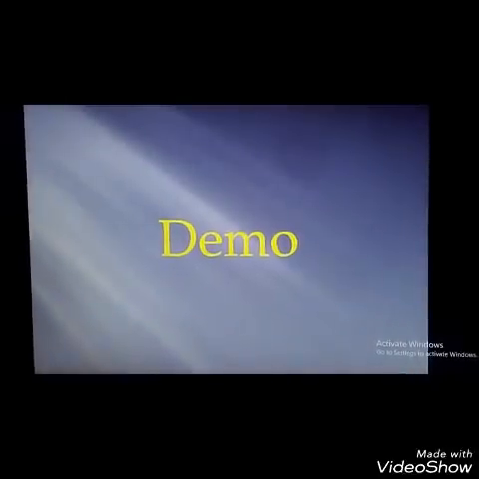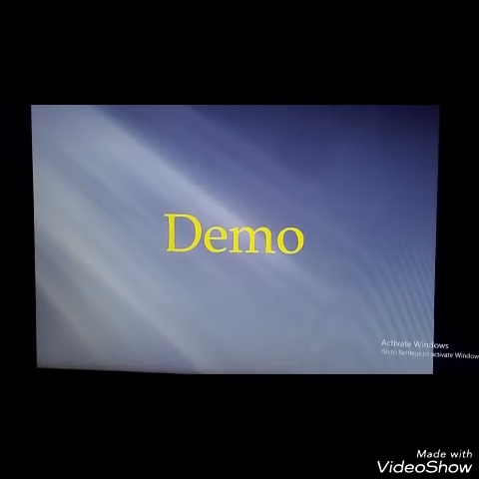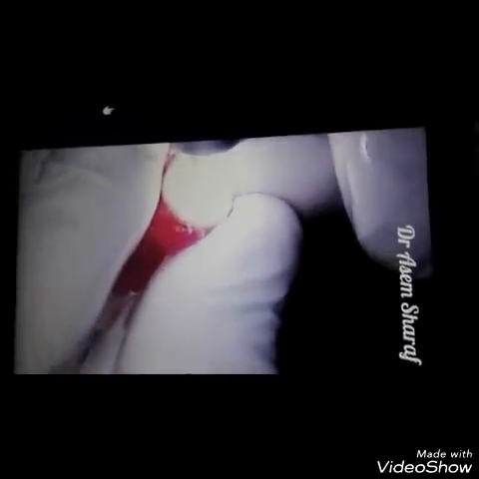Now, I'm going to show you a demonstration of access cavity of an upper eight. I support my fingers and I respect the anatomy of the tooth. Don't forget this. Coordinate your eyes with your hands, and your eyes directly to the direction of the bur and to the tooth also. Don't miss that.